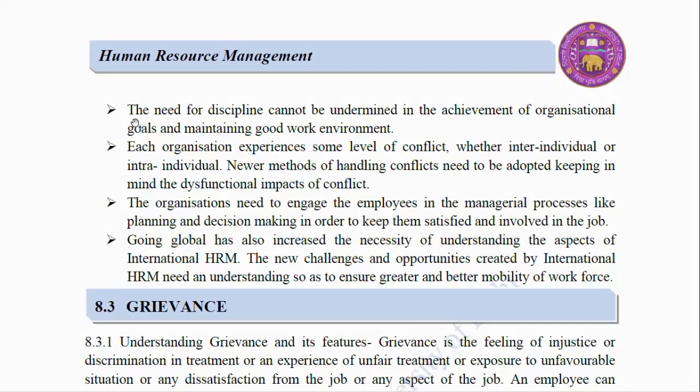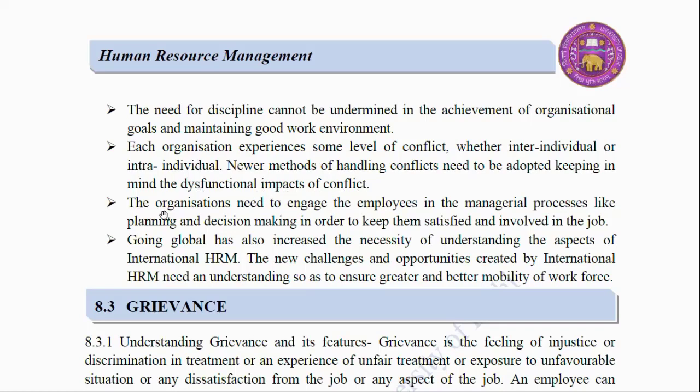Number 2, discipline. The need for discipline cannot be undermined in the achievement of organizational goals and maintaining good work environment. Number 3, conflict management. Each organization experiences some level of conflict, whether inter-individual or intra-individual. Newer methods of handling conflicts need to be adopted, keeping in mind the dysfunctional impact of conflict.